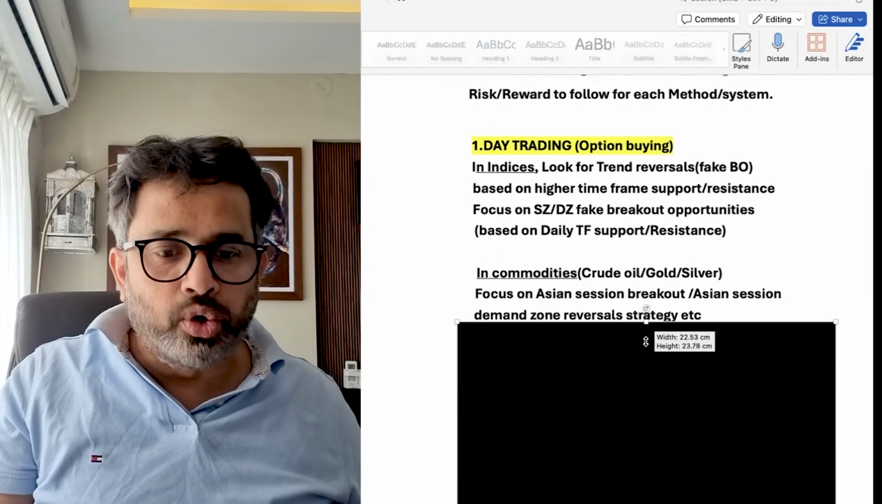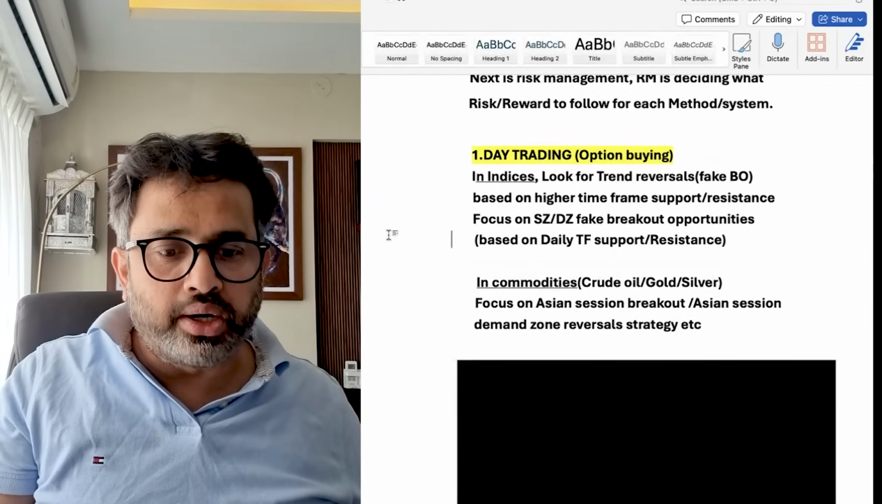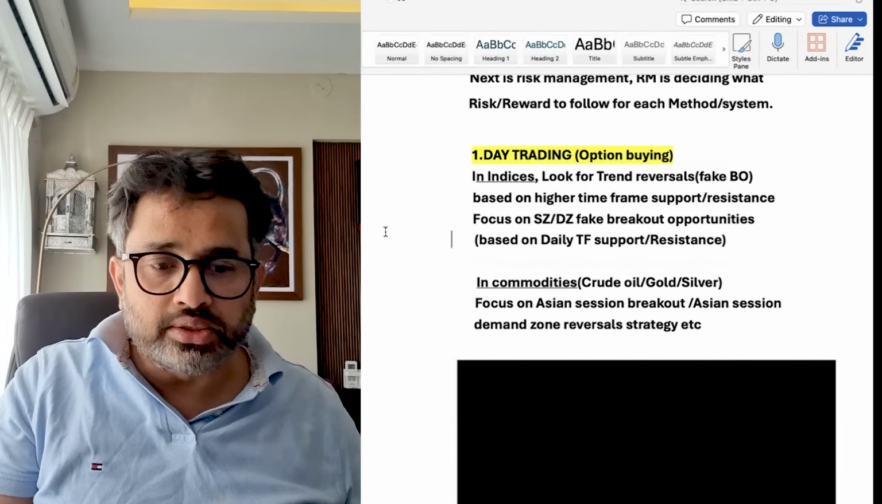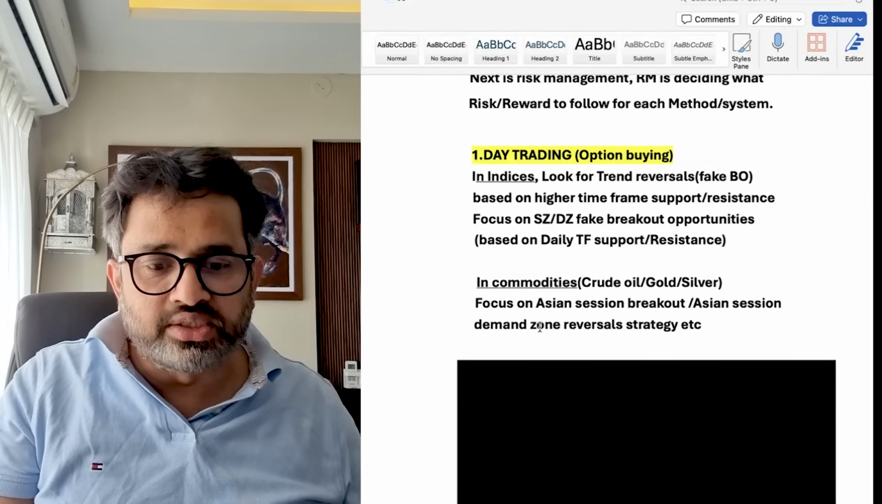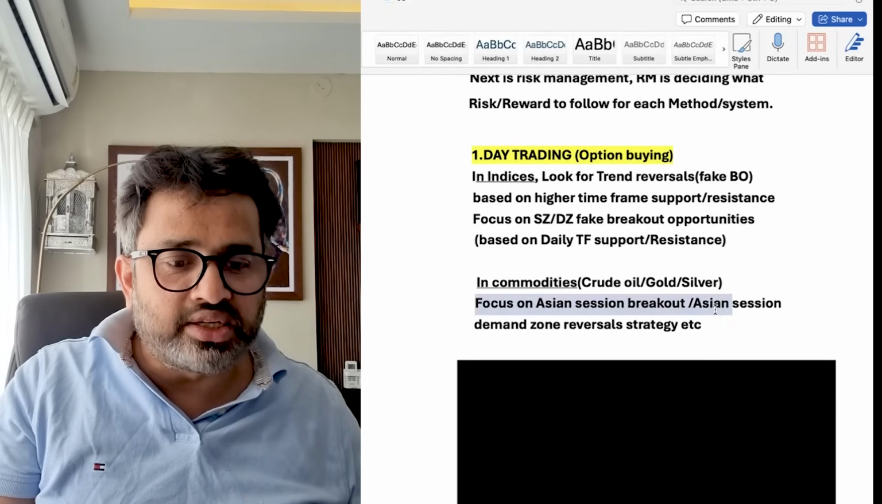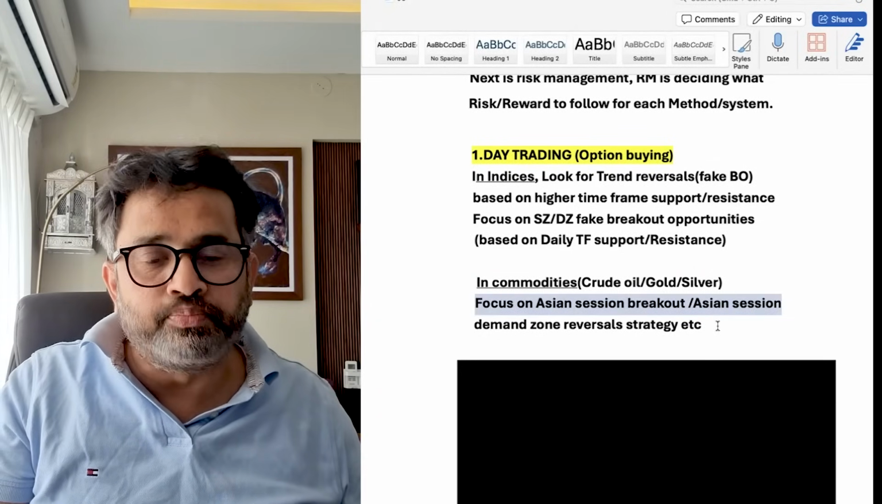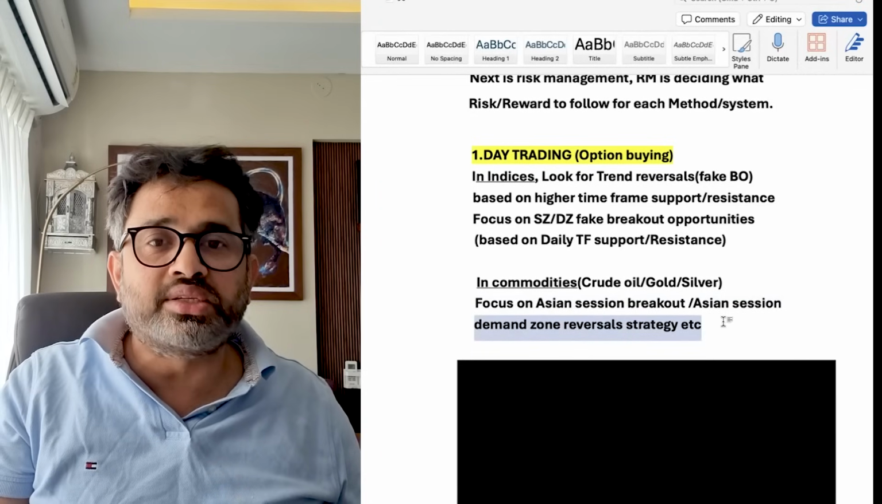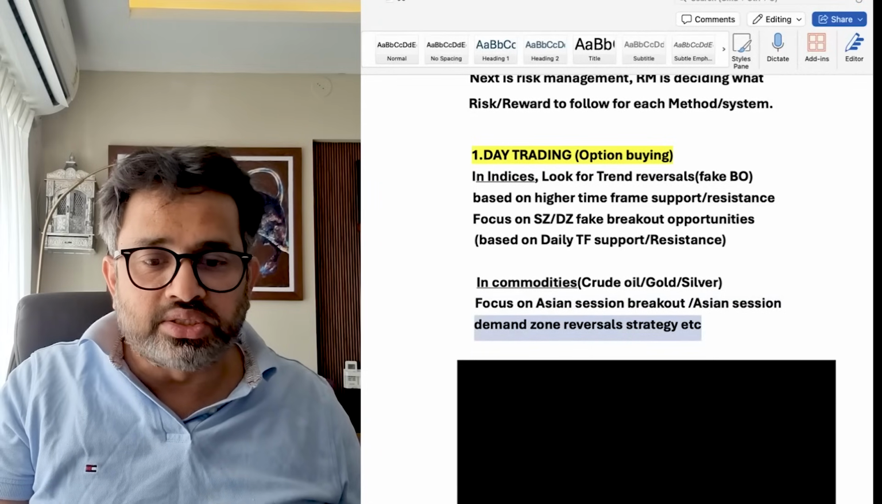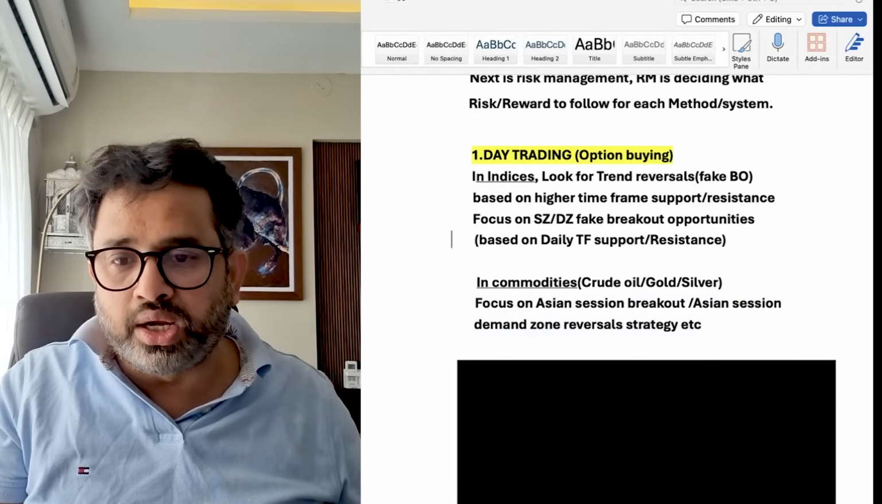Now let us see about the commodities, especially for traders who trade in commodities, especially crude oil, gold and silver. For them, I can suggest one of the very powerful strategies for commodities, that is the Asian session breakout or Asian session demand zone reversal strategy. What is this strategy? Let us look at the chart.